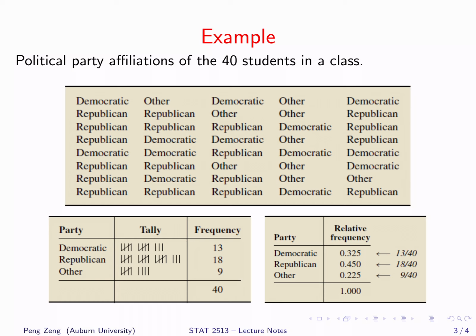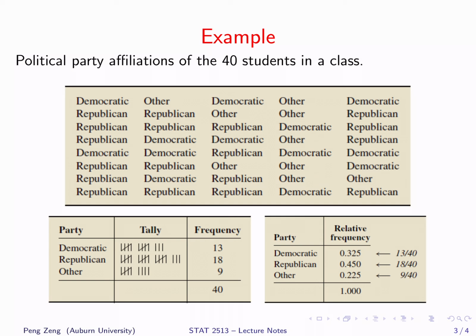To get a frequency distribution, we first find all possible values. There are three possible values in the table, namely Democratic, Republican, and other. For each possible category, we simply count the number of students in that category. Here, Democratic contains 13 students, Republican contains 18 students, and other contains 9 students. Make sure to check that the sum of frequencies equals the number of total students.